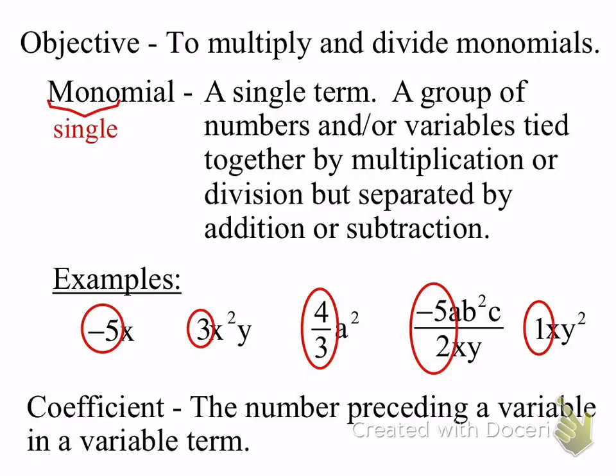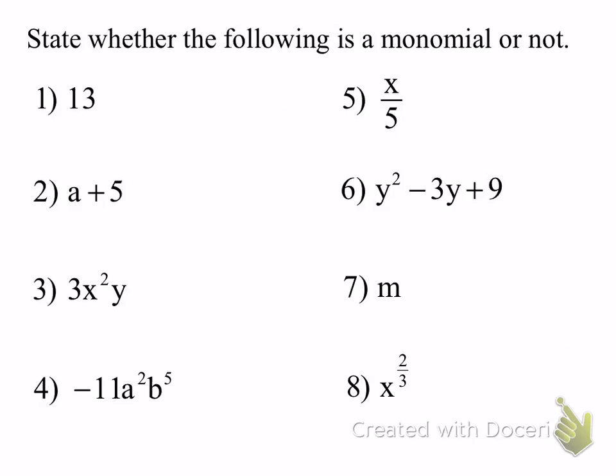Okay. All right, moving on. The question is, state whether the following is a monomial or not. Number 1, Shaylin, is it a monomial? Yes, it is. Why? It's a single term, and it's a number and or variable. It doesn't have to be both. It has to be one or the other, or it could be both tied together by multiplication. Number 2, is it a monomial?